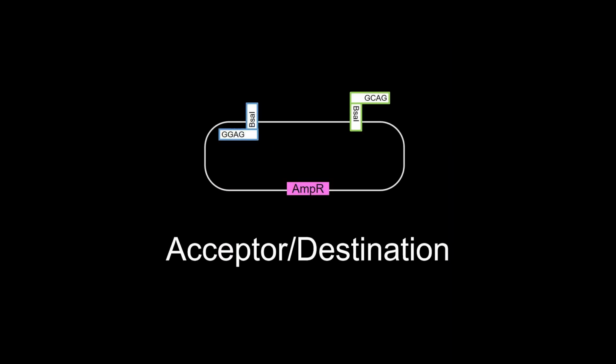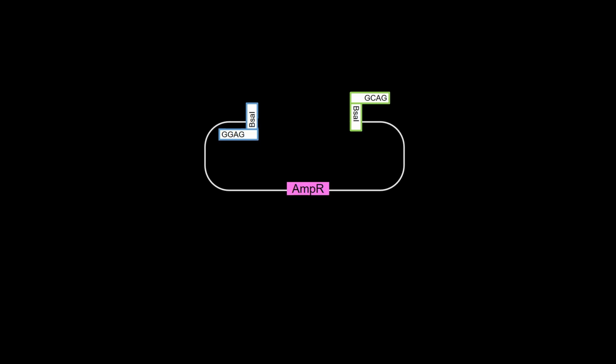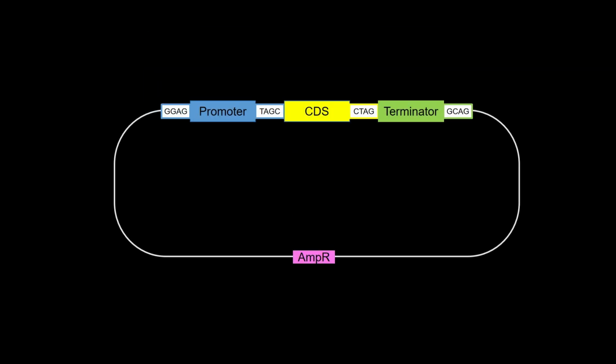The assembled level 0 modules are cloned directly into a level 1 destination vector. In this acceptor conformation, the recognition sites are positioned in an outward orientation to ensure the vector backbone remains intact throughout the reaction. The terminal 5' and 3' overhangs of a level 0 assembly ligate with the destination vector's sites, and the orthogonal antibiotic selection ensures that only the correctly assembled transcription units are recovered post-transformation.